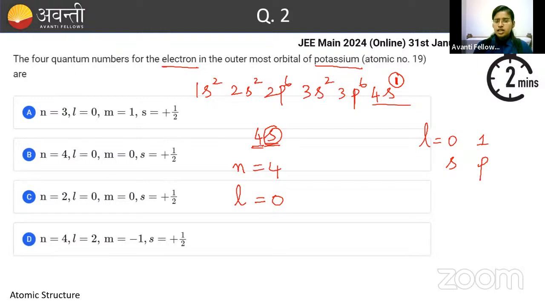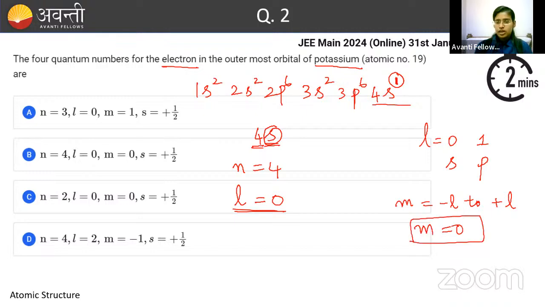If you want to cross check, you can cross check with the magnetic quantum number m and the spin quantum number s also. How to find out the value of m from the given l? For a given value of l, m can take values from minus l to plus l. Since the value of l is 0 here, I will get 0 for m. So m is also equal to 0 for 4s orbital.